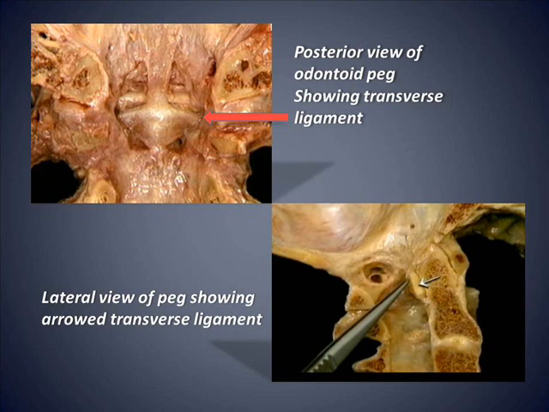Here we have two views, a posterior and lateral view of the transverse ligament area. The transverse ligament is highlighted in red, and on the lower right image we have a lateral view showing the thickness of the transverse ligament, and we can see how it's up against the odontoid peg.